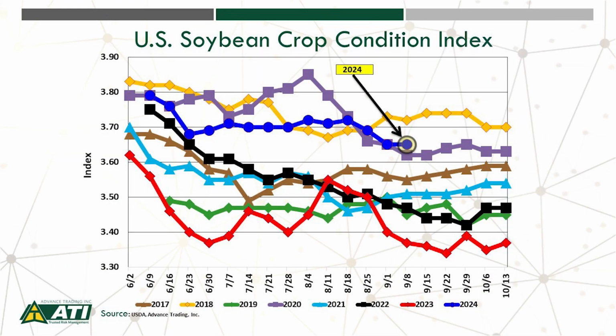Let's look at the history now, the soybean crop condition index. Notice that it was stable last week. It moved slightly above where it was in 2020, and the only year of the last 8 years where it's been higher than this was in 2018. So for the moment, crop condition ratings for beans are still strong historically.